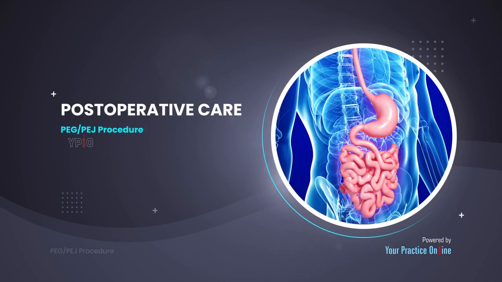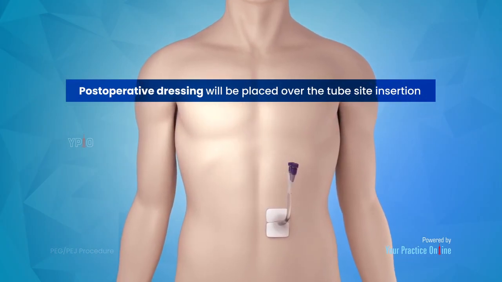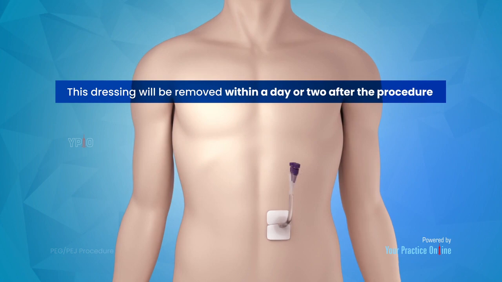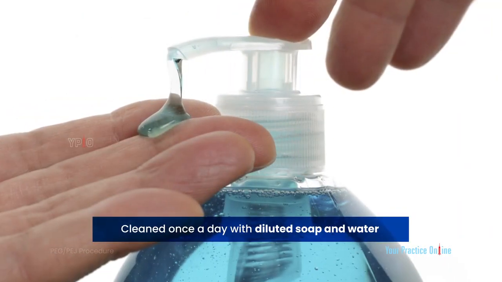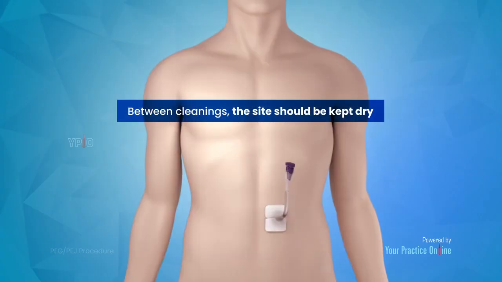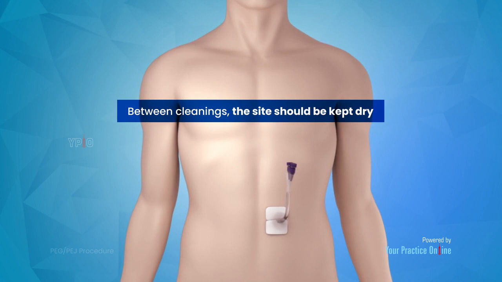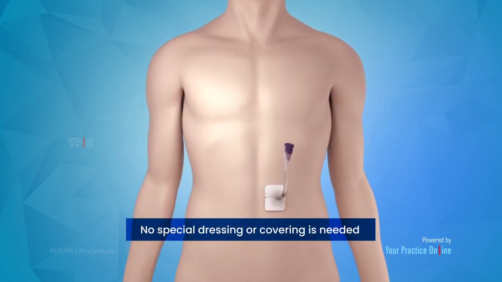Postoperative care. A postoperative dressing will be placed over the tube site insertion. This dressing will be removed within a day or two after the procedure. The PEG or PEJ tube site should be cleaned once a day with diluted soap and water. Between cleanings, the site should be kept dry. Usually, no special dressing or covering is needed.